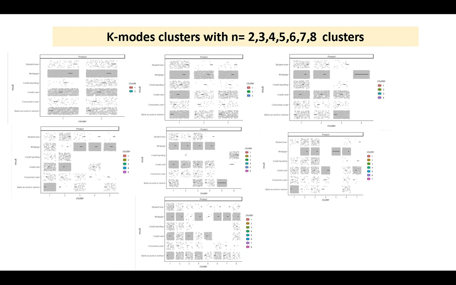Now, these are the K-modes clusters. The code is in the RMD file submitted with the report, and as you can see, these are the graphs for the 2 to 8 clusters. We found that the one with 6 clusters has a higher segregation based on products, unlike the hierarchical one. The products are not in one cluster but distributed within different clusters, and they are clearly segregated. Clusters 1 to 4 mainly have the loans, bank account services are in 5, and credit reporting is in 6.